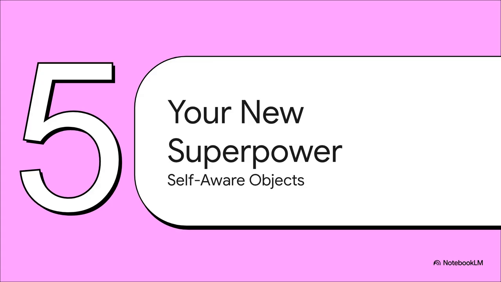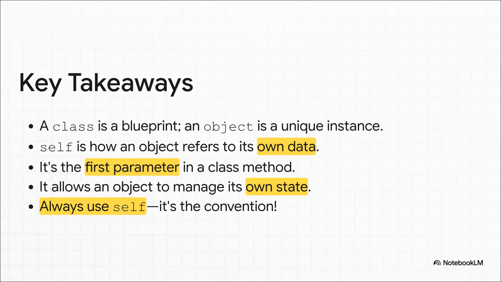So by really getting a grip on self, you've done more than just learn a new piece of syntax. You've basically just unlocked a coding superpower, the ability to build these smart, self-contained little boxes of code that can manage their own state and their own history. Okay, let's do a super fast recap of the big ideas. A class is the blueprint. An object is the unique thing you actually build. Self is the critical link that lets an object refer to itself and manage its own data.